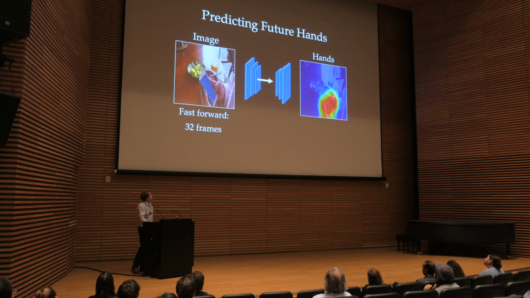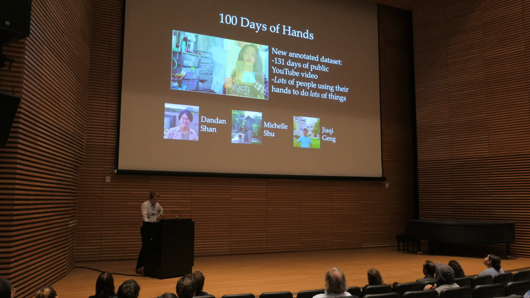It's 14 days of the most boring footage, and I'm trying to extend it now further. One of the things that we're working on right now, and will be submitting to CVPR, is a new data set called 100 Days of Hands. It's about 131 days of YouTube video. So why is it called 100 Days of Hands? Well, it sounds better, and it's kind of fun to have other people's data set sizes be in our round-off error. It's lots of people using their hands to do lots of things.